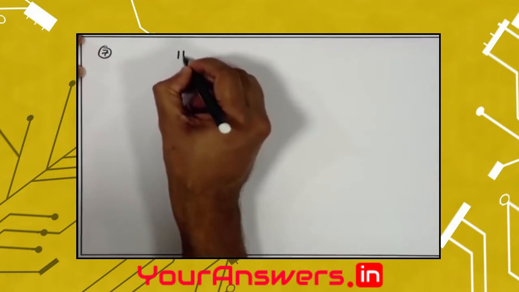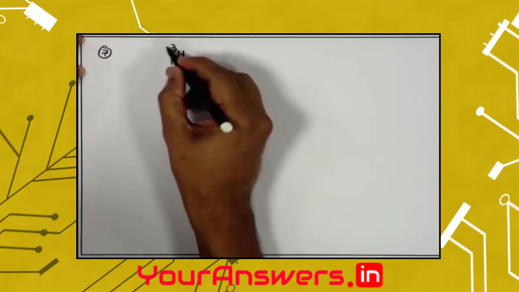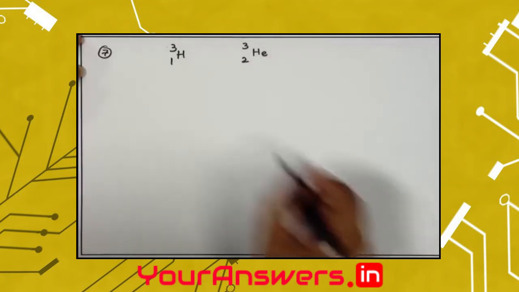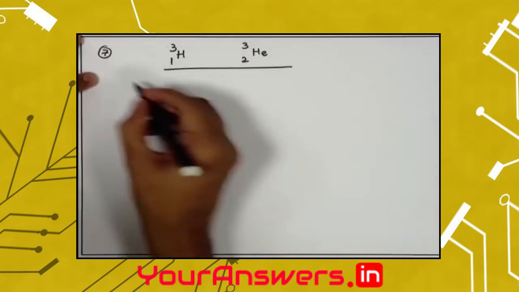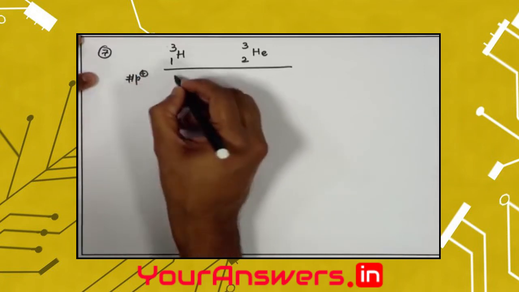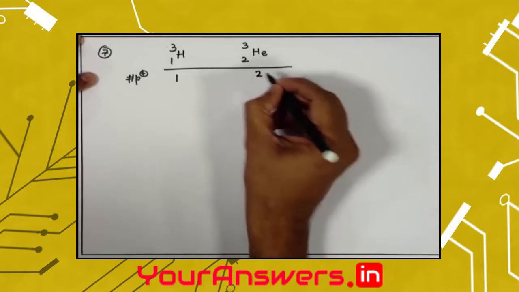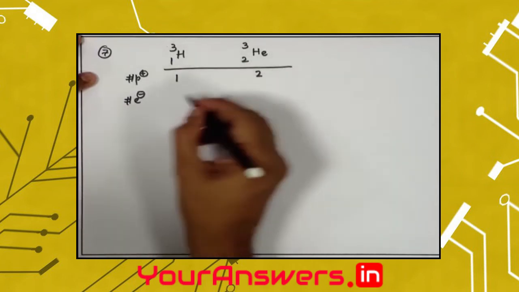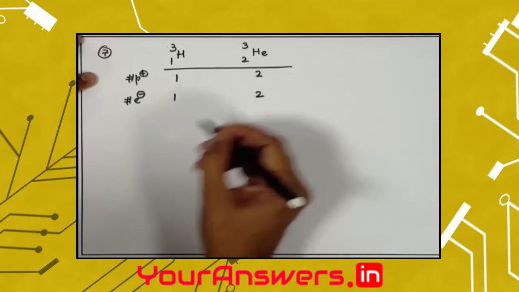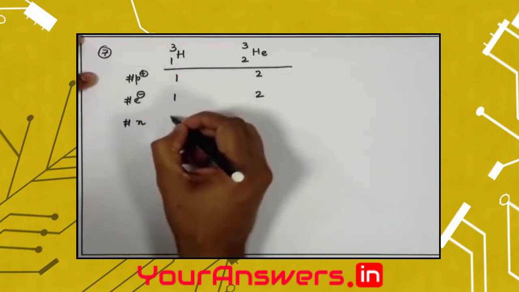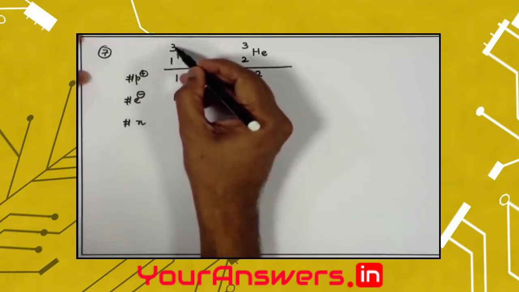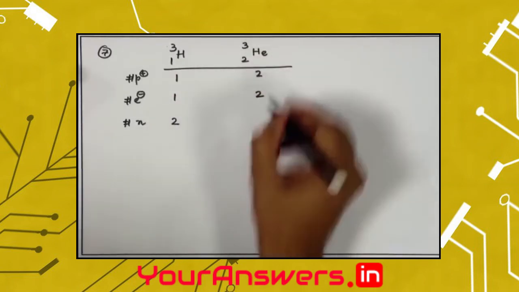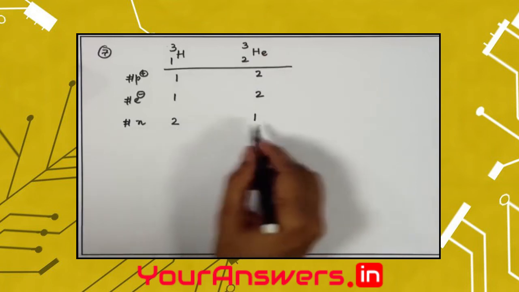This time, in this example, this is hydrogen 3, and I am going to compare it with helium 3, but helium's atomic number is 2. Again, let us write down the number of protons. The number of protons in this case is 1, and in this case it is 2 because this is helium. The number of electrons: both are neutral, so the number of electrons must be equal to the number of protons in each case. And the number of neutrons: the mass number is 3, so 3 minus 1 is 2. In this case the number of neutrons is 3 minus 2, which is 1. So, the number of neutrons is 2 or 1.